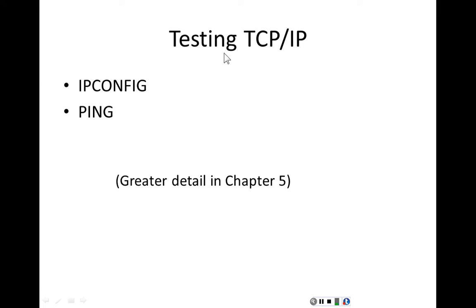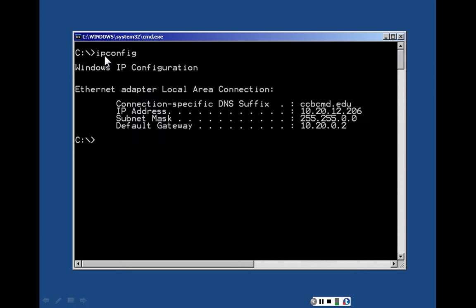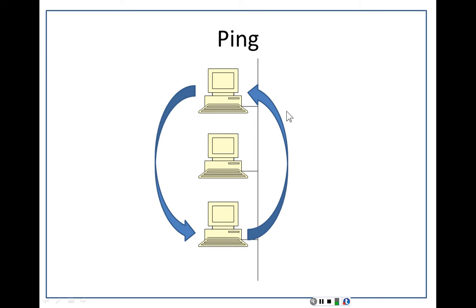To test TCP/IP, we can use the ipconfig and the ping command. The ipconfig simply shows you the IP address of the computer where you are currently at. So if I go to a computer and I want to know what the IP address is, I go to the command prompt and I type ipconfig, and it shows me this is the IP address of the computer where I'm currently standing. Now the ping command allows you to send a signal out to another computer, and if a signal comes back, then you know that that computer is up and running.